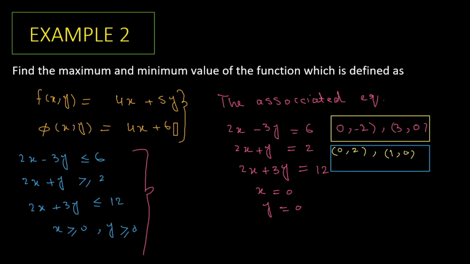And the third, for x is equal to 0, y is equal to 4. And in a similar way, for y is equal to 0, 2x is equal to 12, so x is equal to 6. So the next point is (6, 0). This will be the point.